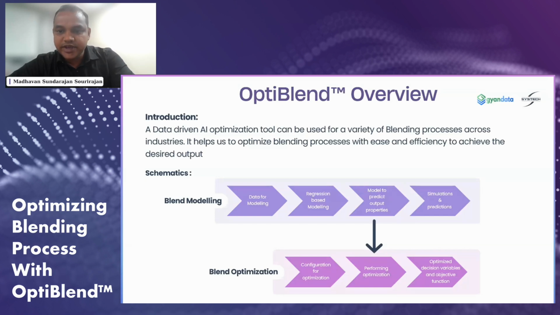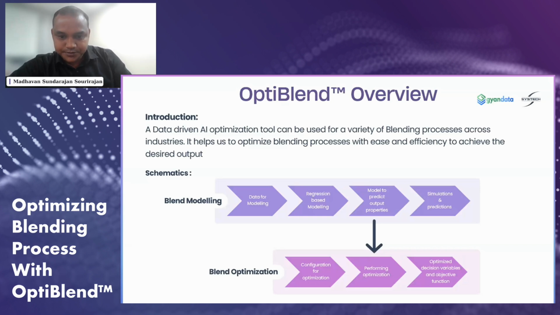With this configuration in place, the ML performs the optimization process taking all these configuration elements into consideration. The output of the optimization process is a recommendation, which gives us the optimal blend proportion that will meet our product requirements. So that's how OptiBlend works to help us optimize our blending processes.